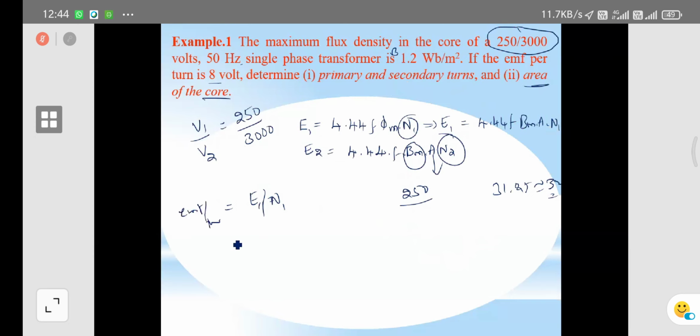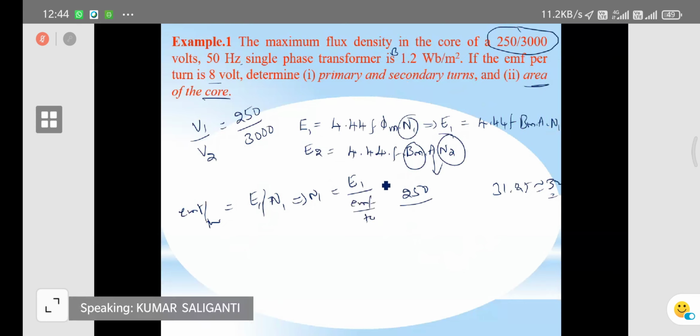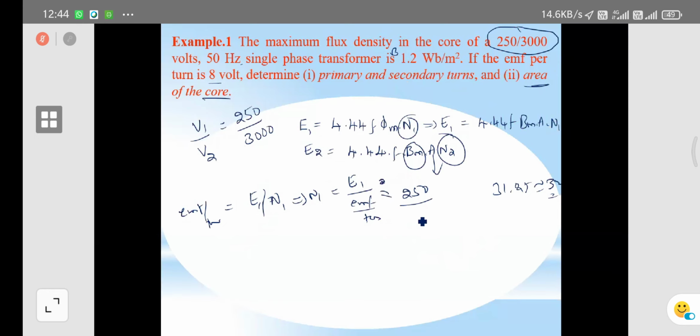So then from that, N1 equals what here? There is E1 by EM per turn. EM per turn is nothing but what? E1 is 250, so there it is 250 by 8. Then you can get some value, 31 point something. Then you can get 32 approximately.